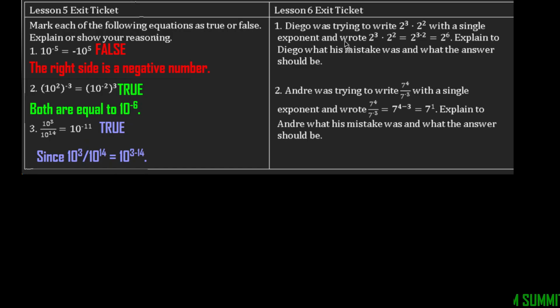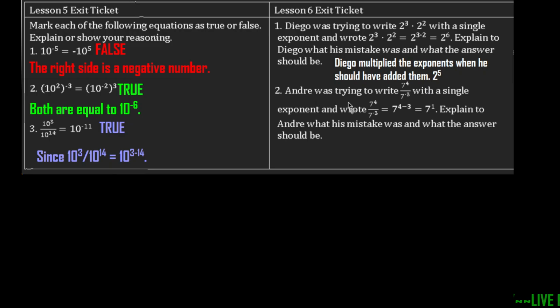And then on the right side, for the lesson 6 exit ticket, it says Diego was trying to write 2 to the third power times 2 squared with a single exponent and wrote 2 to the third power times 2 to the second power is equal to 2 to the third power times 2, which is equal to 2 to the 6th power. Explain to Diego what his mistake was and what the answer should be. So Diego multiplied the exponents when he should have added them. And it should be 2 to the third power plus 2, which is equal to 2 to the fifth power.